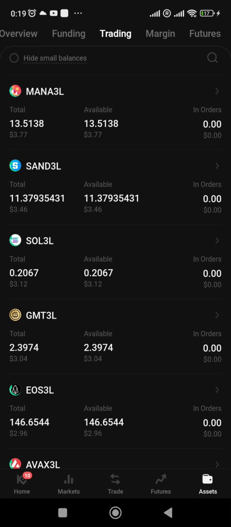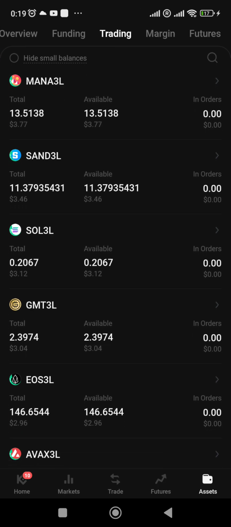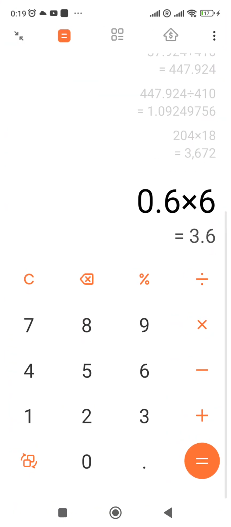How much are they here? Mana and Sand, which are supposed to be 4, are 3.77 and 3.46. They are not as low as 60%. 60% of 4 is 2.4. All right.